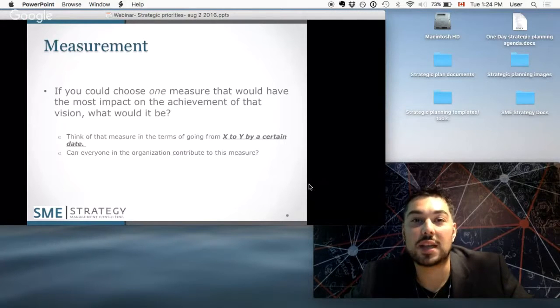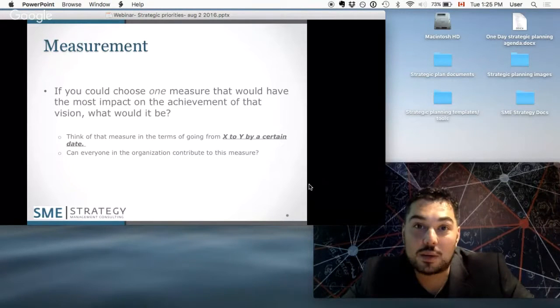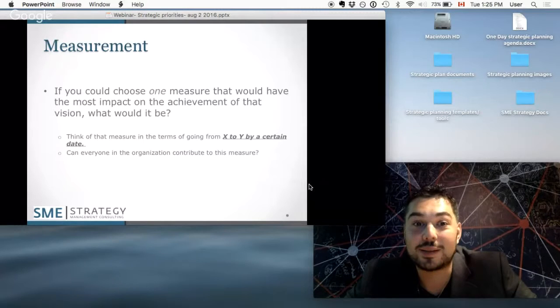And if you don't have measurements attached to your strategic priorities, you're never going to know if you are successful and if it was worthwhile. So on your strategic priorities, whenever you determine what they are, make sure you have a key performance indicator, a KPI, a measurement attached to it. And to measure it, moving from X, which is your current state, to Y, which is your future state, by a date. And how can everybody in your organization contribute to that measure?